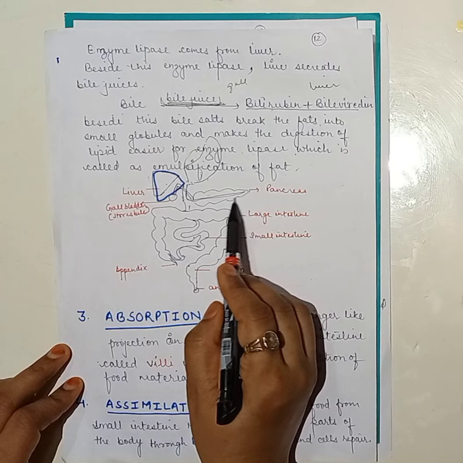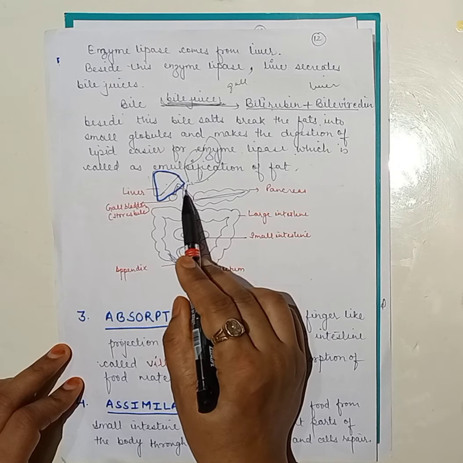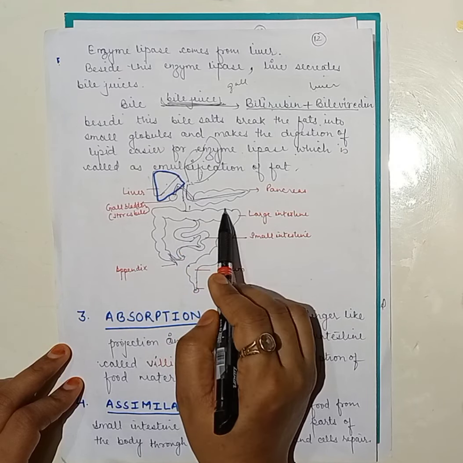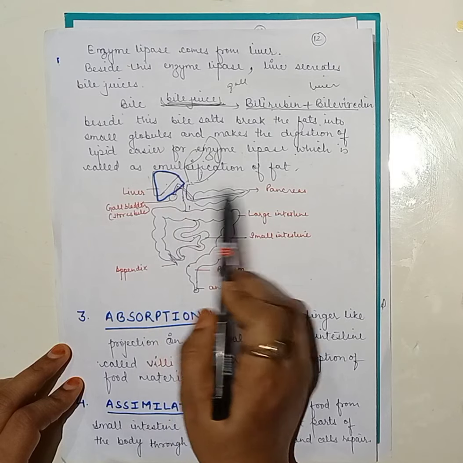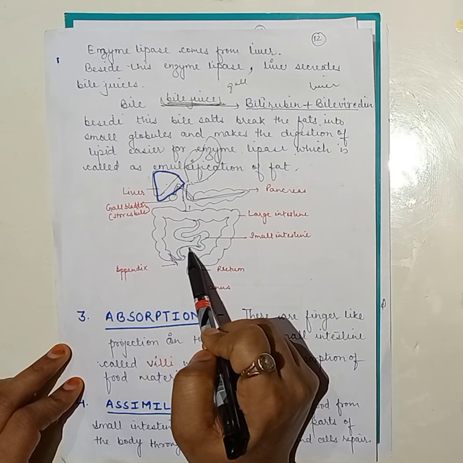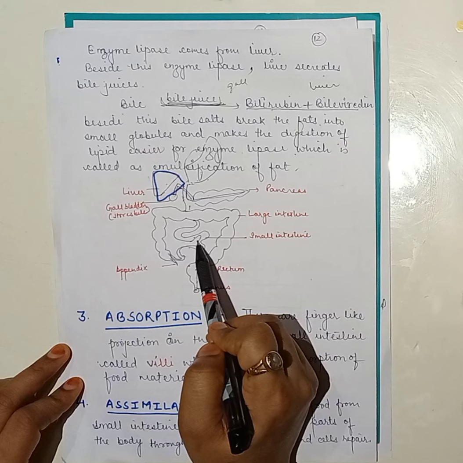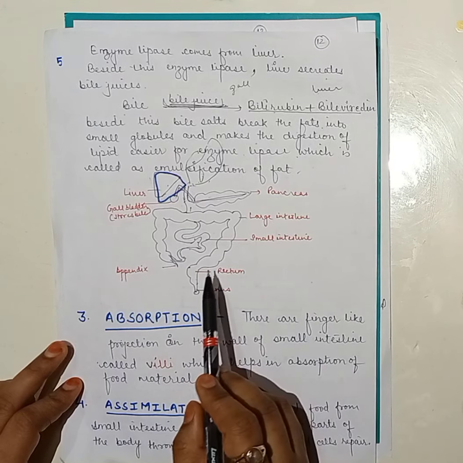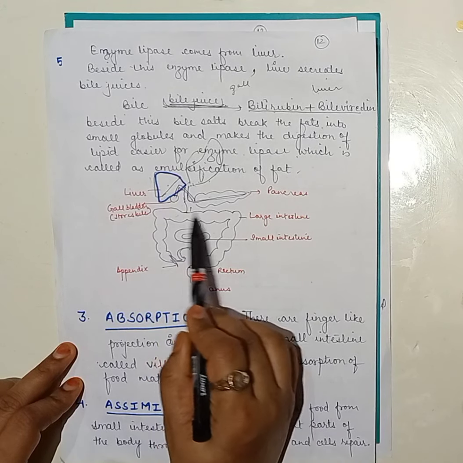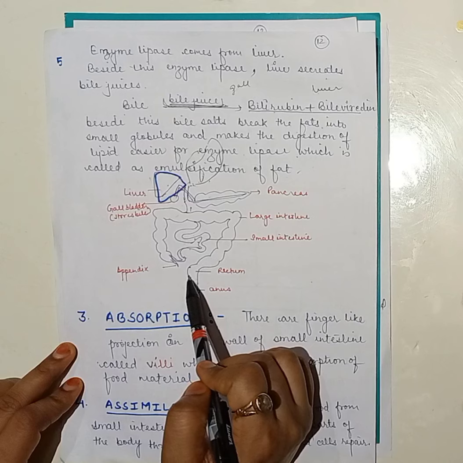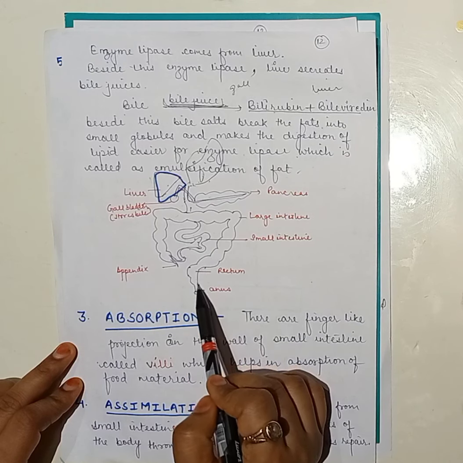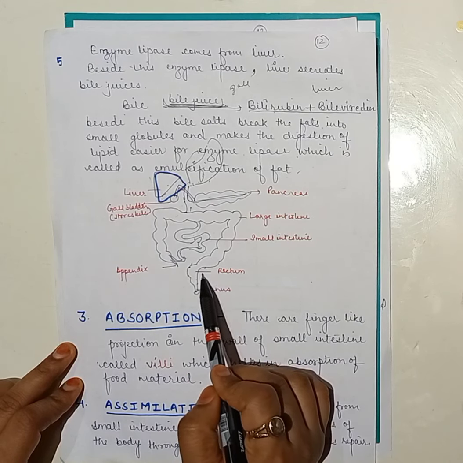Here this is the pancreas. In the, we can say, lap of the small intestine, this pancreas is present. So this gallbladder and the pancreas secrete their juices in the small intestine. Okay, now this is the large intestine, cecum, colon and rectum. Rectum is the last part of the large intestine.